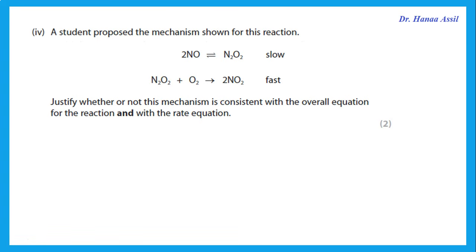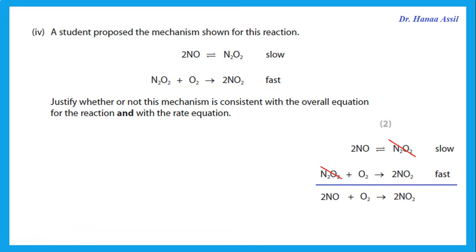A student proposed this mechanism for the reaction. Justify whether or not this mechanism is, first, consistent with the overall equation and with the rate equation. If you have these 2 steps, how do we deduce the overall equation? Remember, we put them together, and whatever is on both sides of the arrow is cancelled. So the N2O2 is formed in the first step but used up in the second step. Whatever is left is the overall equation. So this is correct. It does apply to the overall equation.